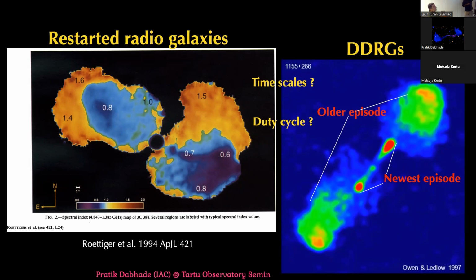But here you can note down the numbers 0.8 or 1.4. 1.4 refers to the spectral index value of an older plasma, and 0.8 is like a freshly injected plasma. Now this will make more sense once I show you more plots. But basically, DDRG is a subclass of restarted radio galaxy, and that allows us to study it more.